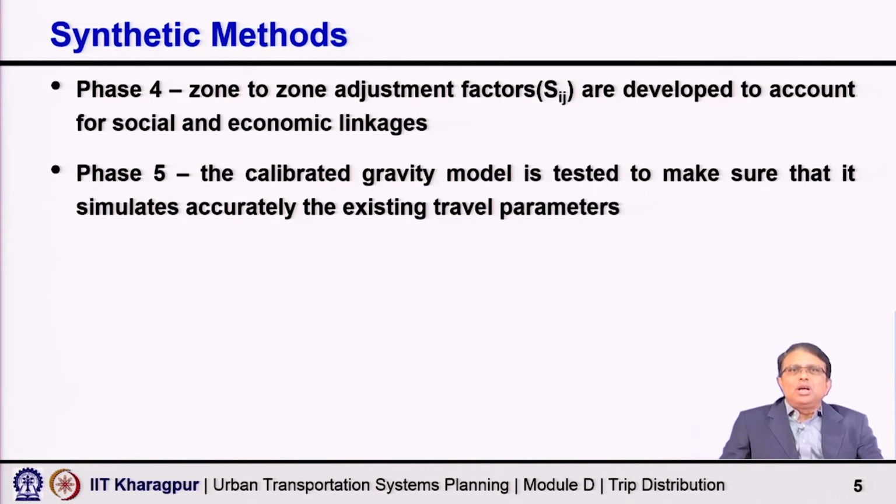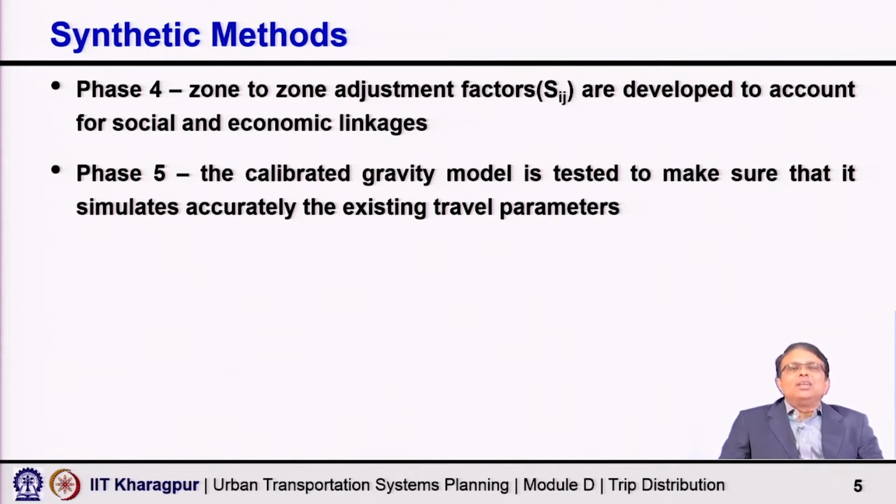Then phase 4, I also need to develop the zone to zone adjustment factors to account for social and economic linkage. Again, I have not yet explained why we need this Sij. I will come back to it in the next lecture when I talk about the calibration of the friction factor.